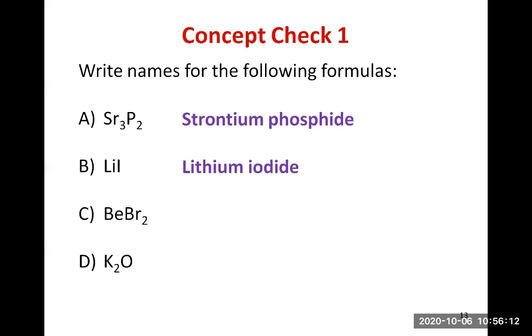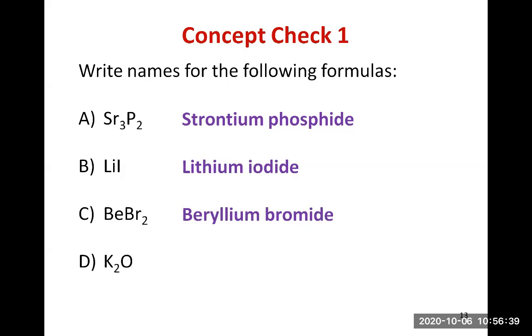BeBr2. Be is beryllium, group 2A, an alkaline earth metal, so predictable, always 2+. Br is bromine, with the ending "ide", it's bromide. So it's a type 1 ionic compound, and so it's named beryllium bromide.